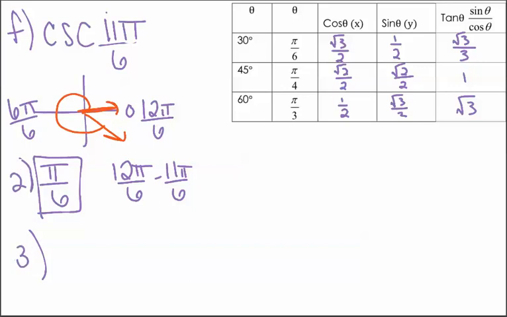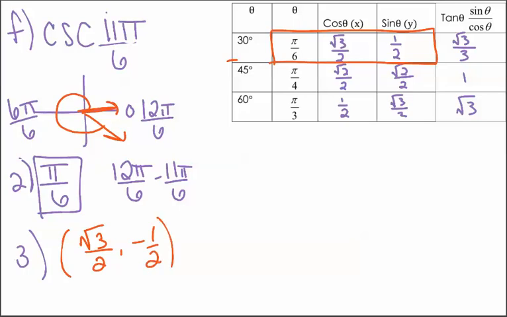What I meant to say was for step number 3, now we're going to get the ordered pair from the chart. So we have pi over 6. Pi over 6 is 30 degrees, so we're going to go ahead and use our ordered pair right there, which is going to be radical 3 over 2, and then negative 1/2. So the x is positive, the y is negative. That's because we're moving to the right and down. So that's a positive direction to the right, and down would be negative.